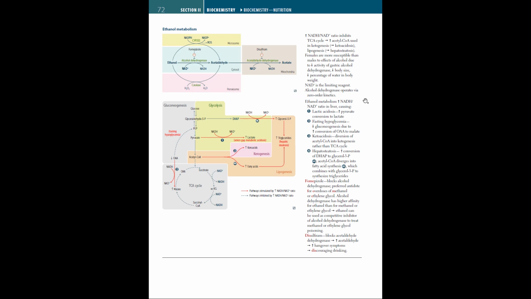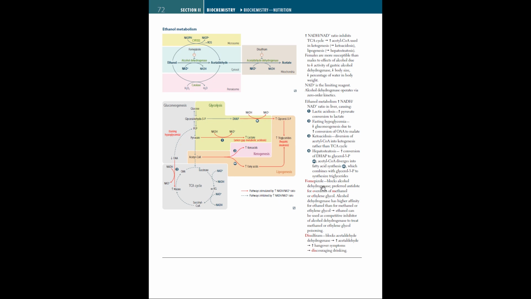Now, when ethanol overdose or alcohol abuse occurs, there's an increased NADH to NAD plus ratio in the liver, causing lactic acidosis, which is increased pyruvate conversion to lactate, fasting hypoglycemia because of decreased gluconeogenesis due to increased conversion of OAA to malate, ketoacidosis, and hepatosteatosis. And here you can see in the diagram gluconeogenesis and glycolysis pathways, as well as the acetyl coenzyme A entering the TCA cycle. And the arrows in red are pathways stimulated by increased NADH to NAD ratio, and the dashed lines are pathways inhibited by increased NADH to NAD ratio.